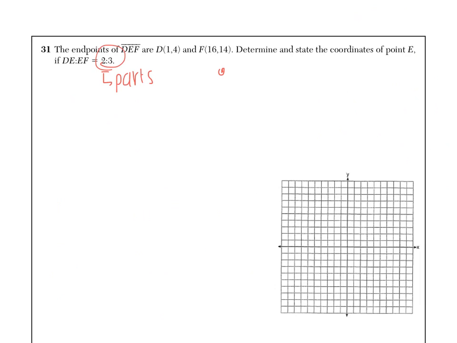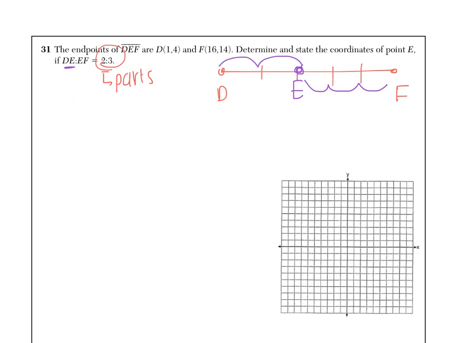So what we need to think about is taking segment DF and splitting it up evenly into 5 congruent parts. And we're going to find point E when it's 2 parts away from D. Again, 2 parts from D because I start with D, move towards E, and I'm 2 parts away. And then if I were to move towards F, that would be 3 parts away.